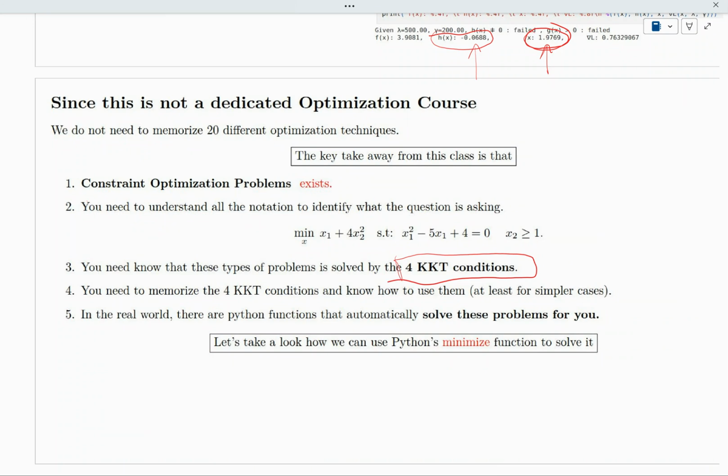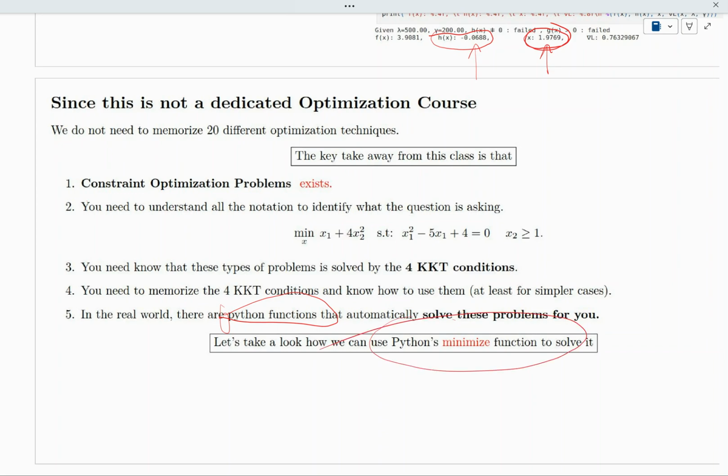The KKT conditions, if you get lucky, are easy to solve. If you didn't get lucky, then you kind of have to logically trudge your way through the solution. For our class purposes, you need to know the KKT conditions, and you need to know how to use them for at least the simpler cases, right? In real world problems, luckily, Python normally solves these problems for you.